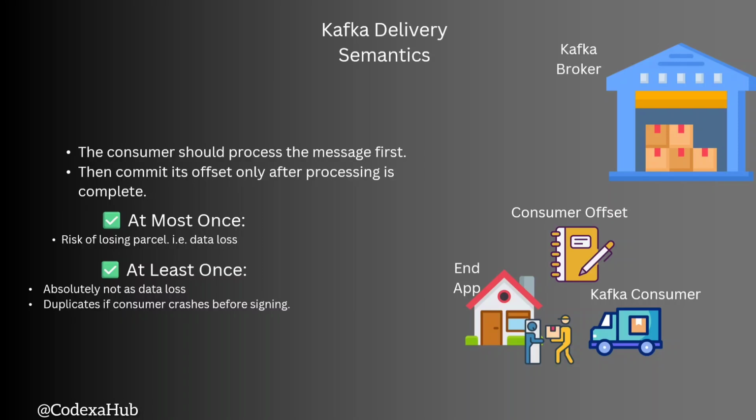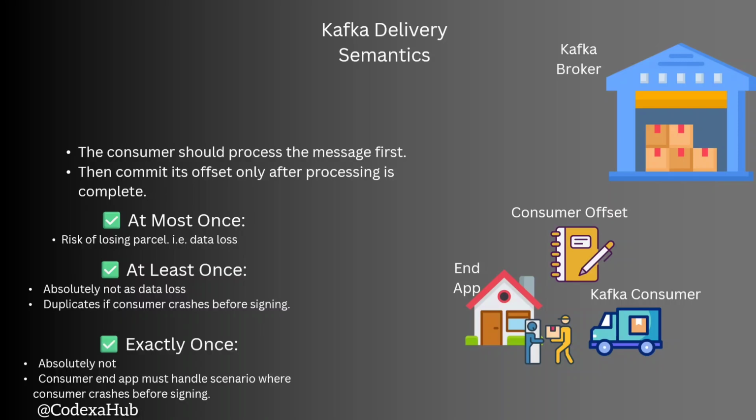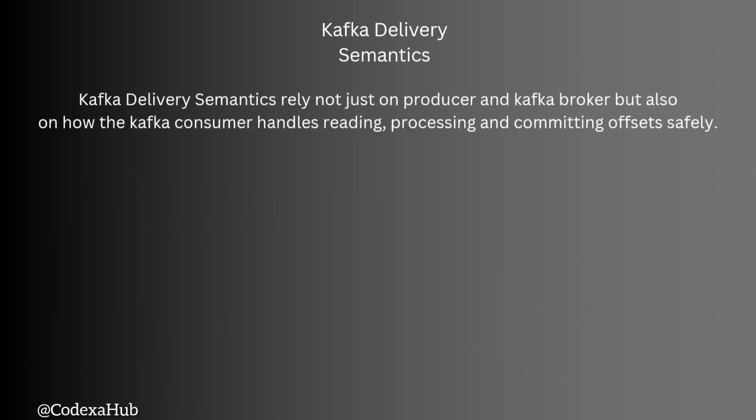Now consider a scenario where John's friend, after taking the parcel safely inside home, forgets to come outside to sign. In this case, the parcel will be delivered to him again, that is a duplicate parcel. In other words, the Kafka consumer application crashes after processing the message but before committing the offset. In this case, there will be duplicates. For exactly once delivery, the Kafka consumer application must carefully process the message and only after the message is processed, it must commit the offset carefully to ensure that the message is delivered one and only once. So remember, true Kafka delivery semantics rely not just on producer and Kafka broker, but also how the Kafka consumer handles reading, processing, and committing offsets safely.